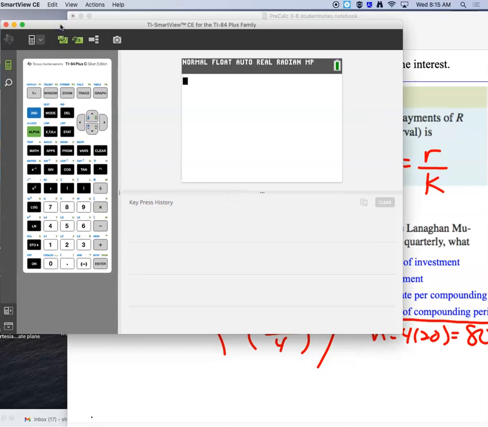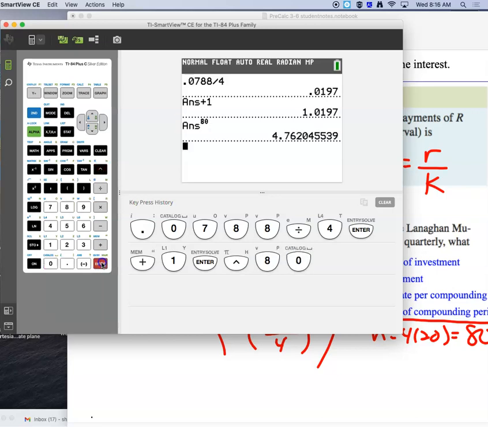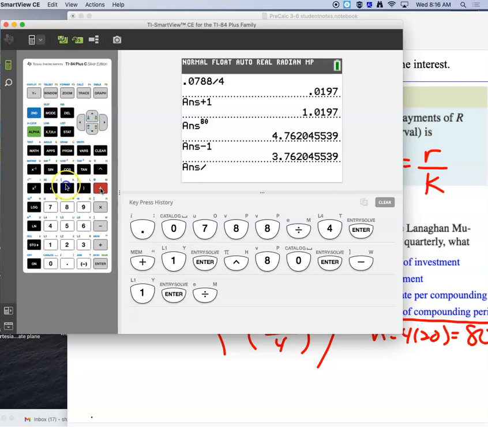All right, so starting inside, we have the 0.0788 divided by 4. We need to add a 1 to that. And then that needs to be raised to the 80th power. Then we subtract 1. And that's all the math that takes place for the numerator. We've got all of that. So now we can divide that by the denominator.